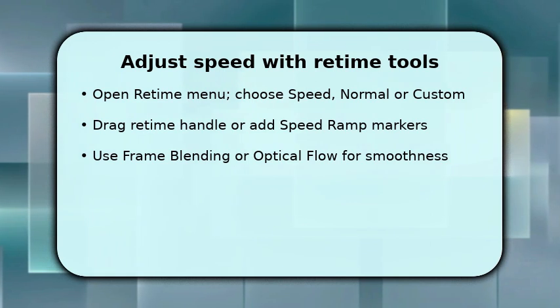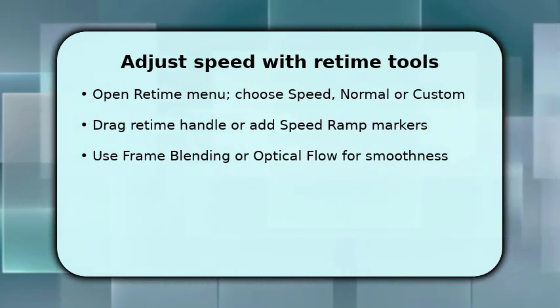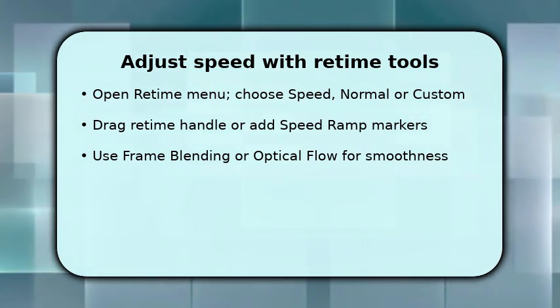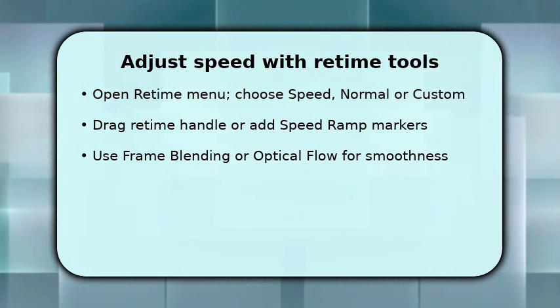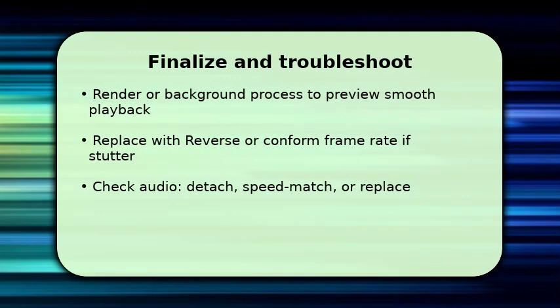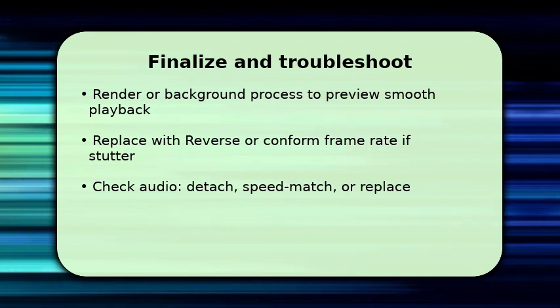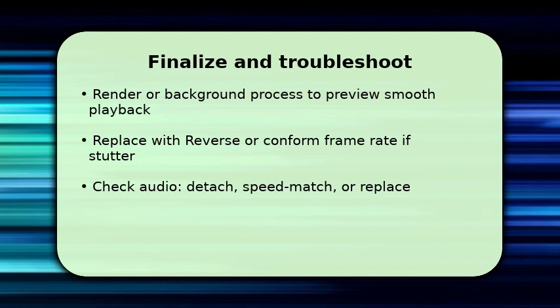Make sure to set frame blending or optical flow from the retime submenu for natural motion when slowing or speeding. Finish by rendering or letting background processing complete so you can accurately review motion. Playback reveals artifacts that previews can miss. If you see stutter, conform the clip's frame rate or enable optical flow again, because mismatched rates often cause issues.